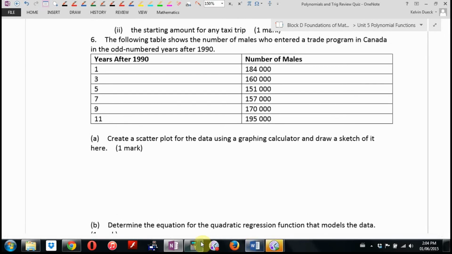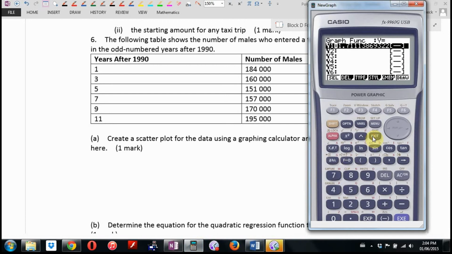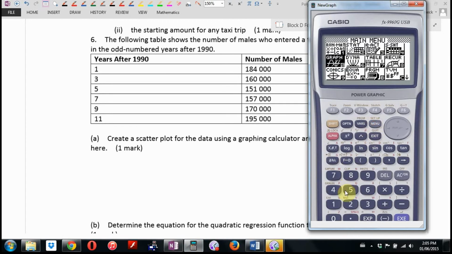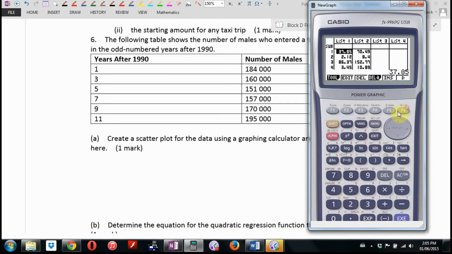Scatter plot here. Okay. Menu. Option 2. Delete. Delete. 1, 3, 5, 7, 9, 11. 184,000. 160,000. 151,000. 157,000. 170,000. 195,000.